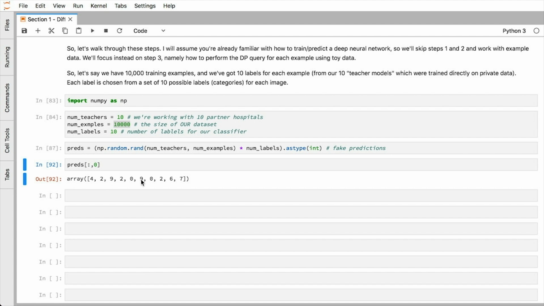Okay, and so now what we're trying to do is, in a differentially private way, combine these labels into a single label. And the reason that we want to do this is based on one core assumption. And that core assumption is that these 10 partner hospitals have different patients. We're assuming they don't have overlapping patients, maybe from different parts of the world. Maybe we just asked them and or proved that they didn't have overlapping patients.